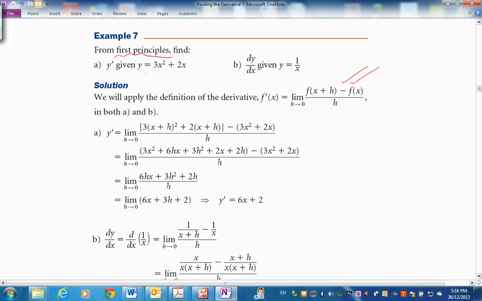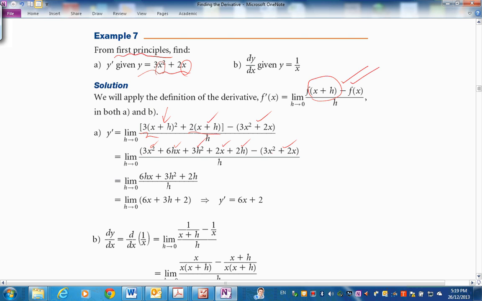When they say first principles, we must use that definition. So what do we do? We put x plus h in place of x in the function. So here, instead of x squared, it's 3 times (x plus h) squared, plus 2 times, instead of x, 2 times (x plus h). Take the function, which is 3x squared plus 2x. Expanding all this out: first term squared, twice the product, second term squared, all times by 3, then 2x plus 2h, there it is all there.